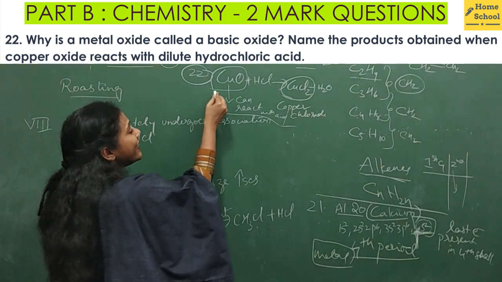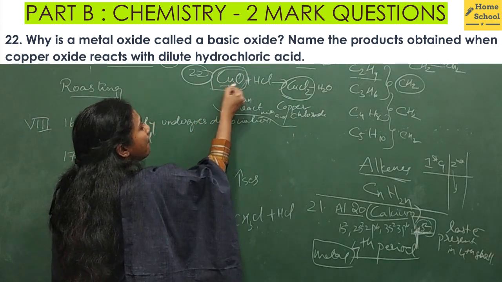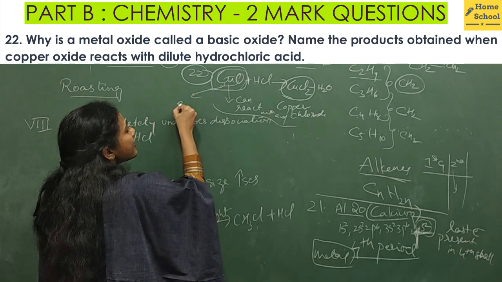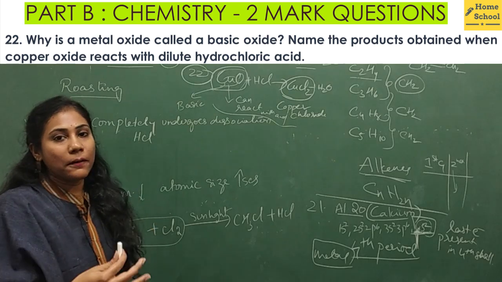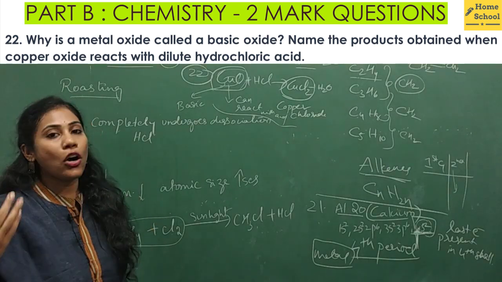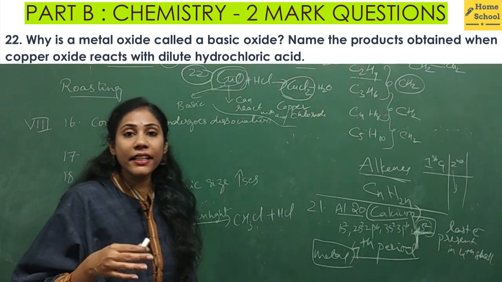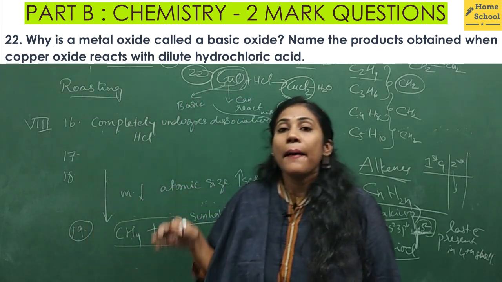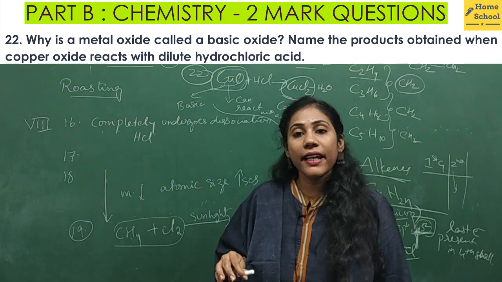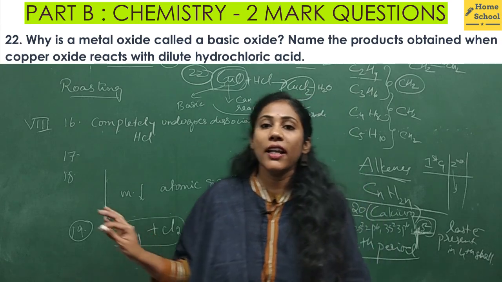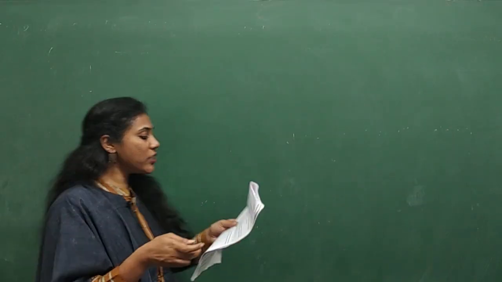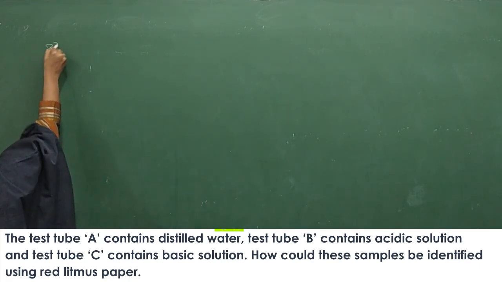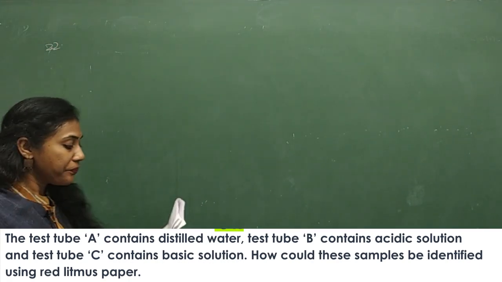So anything which has got a metal is always basic in nature. Metal-containing oxides, metal-containing compounds are always basic in nature. So that's all about your 2-mark questions. And there is one OR question in the 22nd question. The OR question is also very nice.